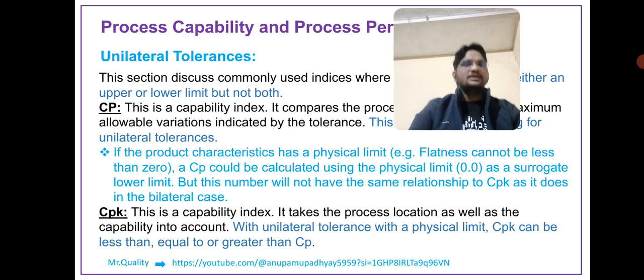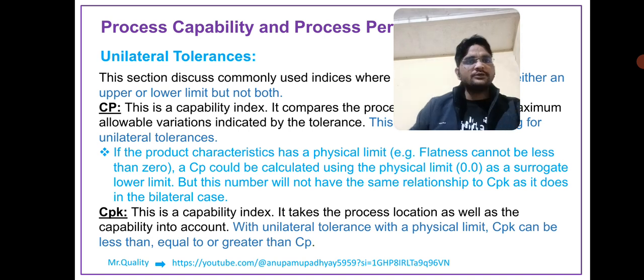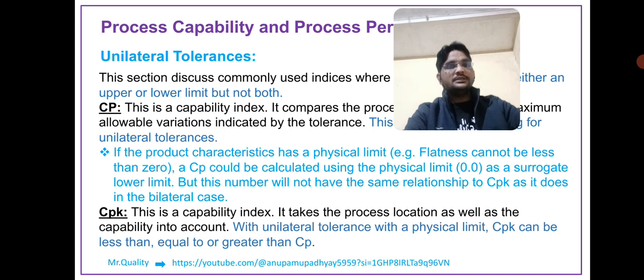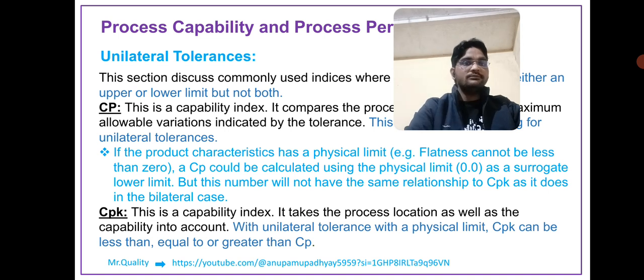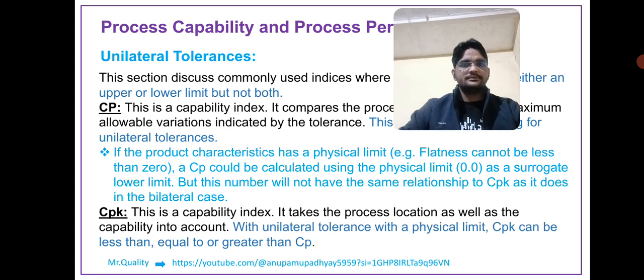In case of CPK, this is a capability index. It takes the process location as well as capability into account. With unilateral tolerance with a physical limit, CPK can be less than, equal to, or greater than Cp. Meaning CPK can be calculated, but Cp cannot be calculated. That's why.